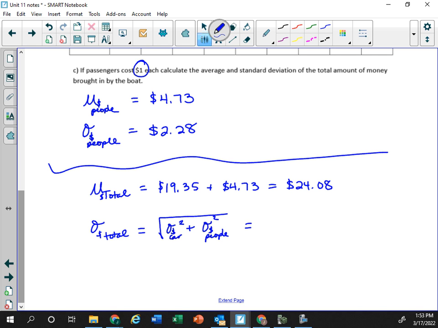See what we get. This is what you're doing when you're adding or subtracting distributions. You can't just add sigmas. We do all of this.